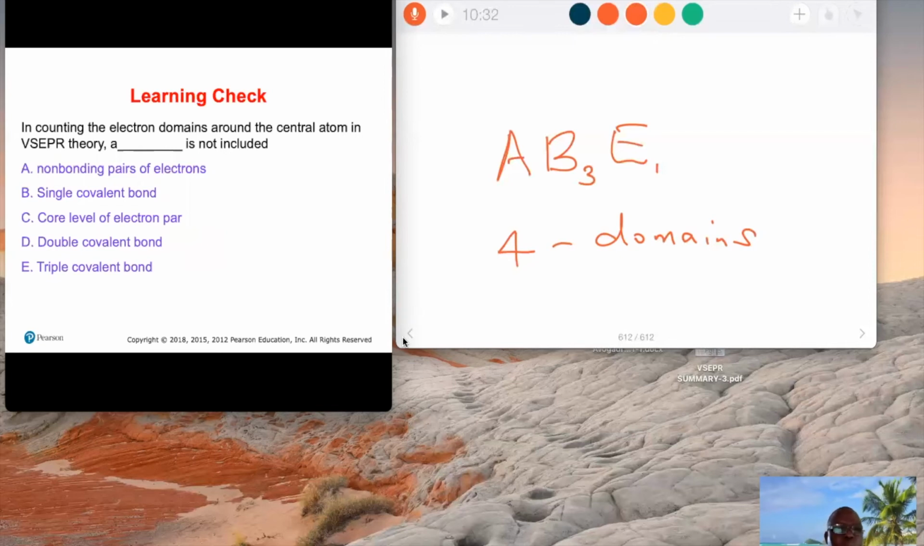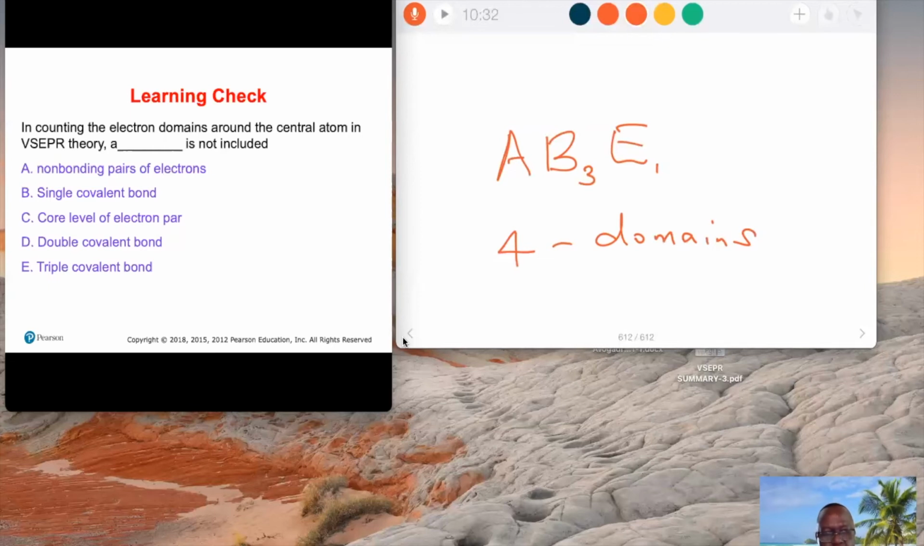Let's look at the learning check question. In counting the electron domains around the central atom in valence shell electron pair repulsion theory, a dash is not included. Non-bonding pair of electrons, core electrons, single covalent, double covalent, triple covalent. What is the correct answer for this question, based on what we just looked at in counting the domains? Use the chat window, please.